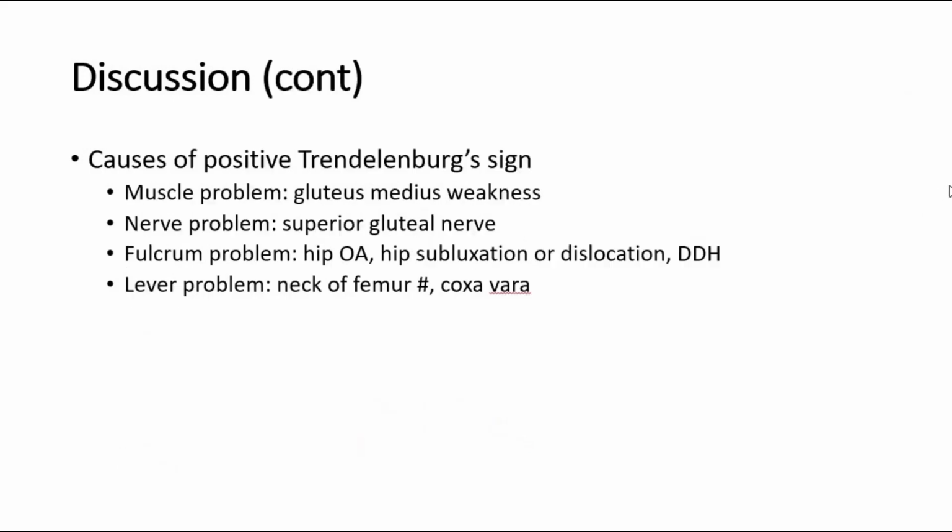There are a few causes of positive Trendelenburg sign besides the muscle problem. Muscle problems such as gluteus medius weakness can cause this sign. Other causes include nerve problems such as the superior gluteal nerve, which innervates the gluteal muscles; fulcrum problems such as hip osteoarthritis, hip subluxation or dislocation, and even DDH. Lever problems such as fracture at the neck of femur or coxa vara can cause positive Trendelenburg sign as well.